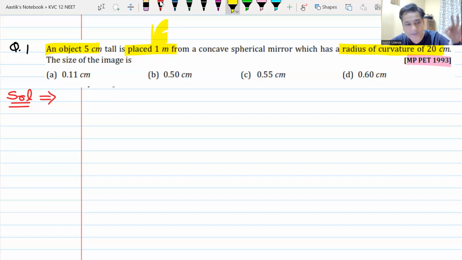Which formula of magnification are you going to use? The formula which has f and u. I'm not going to tell you the formula. You have to tell me which formula you are using, and your time is about to end. Anyone with an answer?